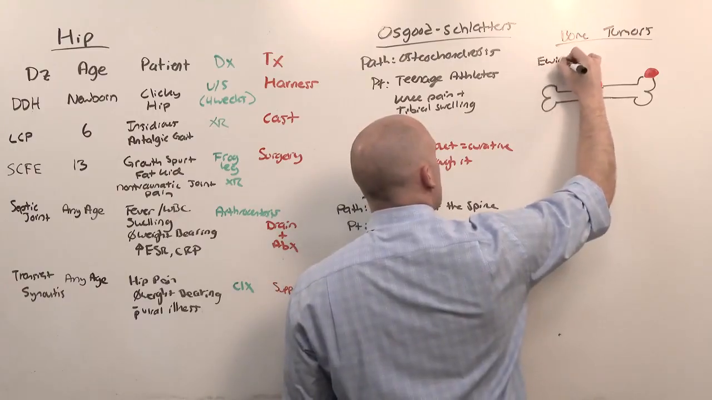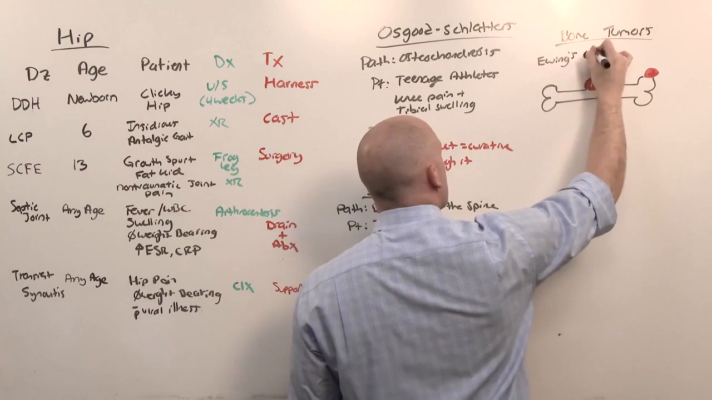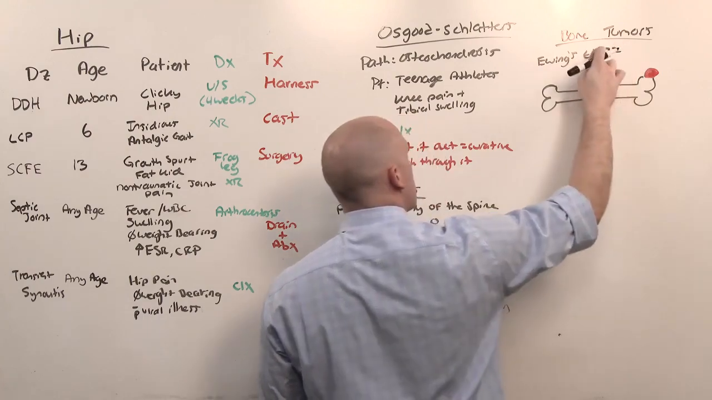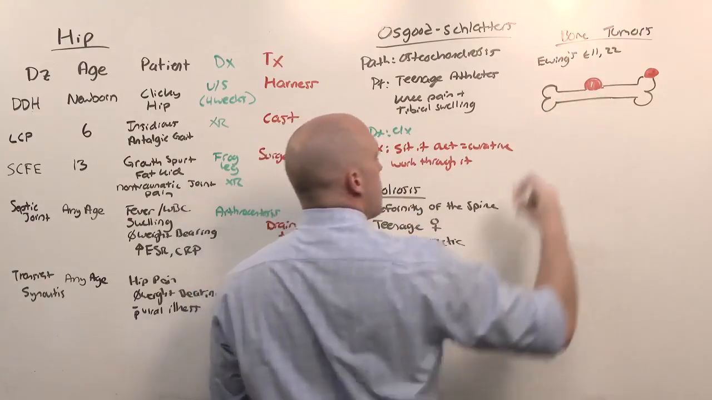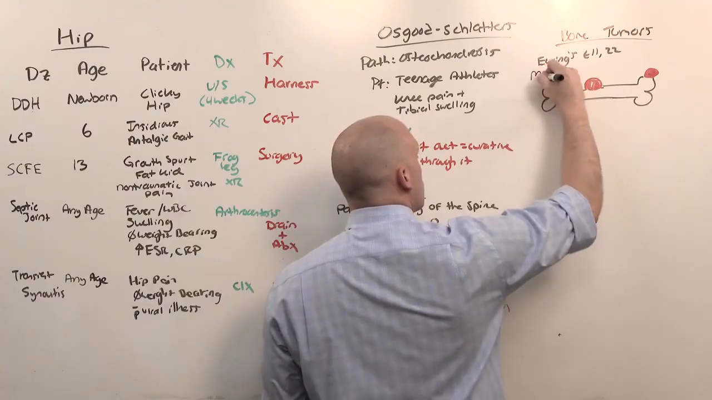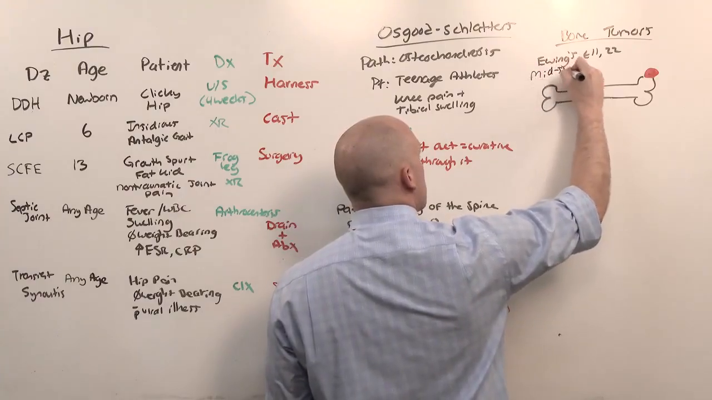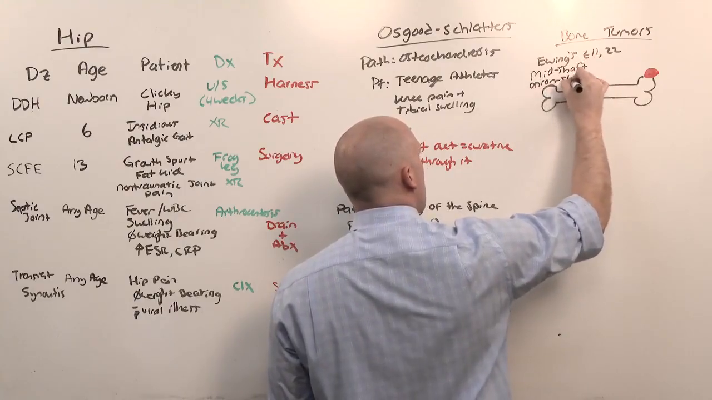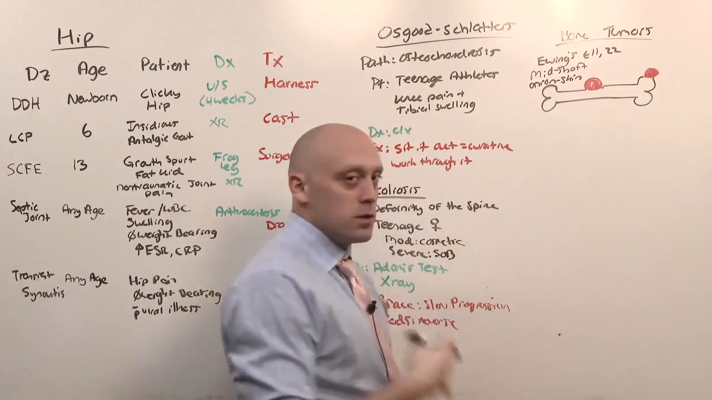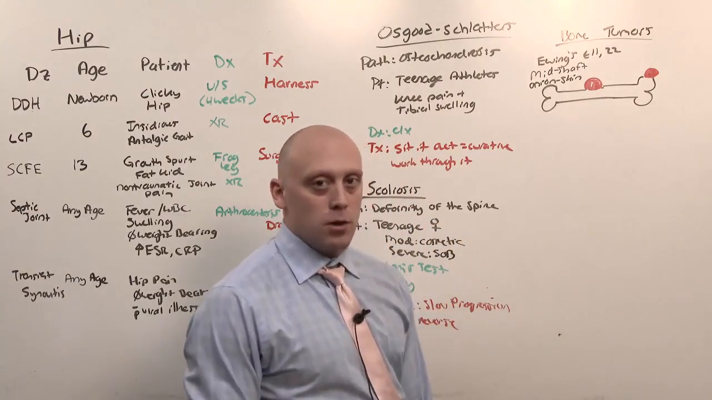Ewing's is caused by translocation 11;22. And you can remember that because 11 and 22 is 33. That's Patrick Ewing's old basketball jersey. Ewing sarcoma is also going to be in the mid-shaft, and the X-ray appearance will be described as onion skin. Onion skin appearance, mid-shaft, Ewing's sarcoma.